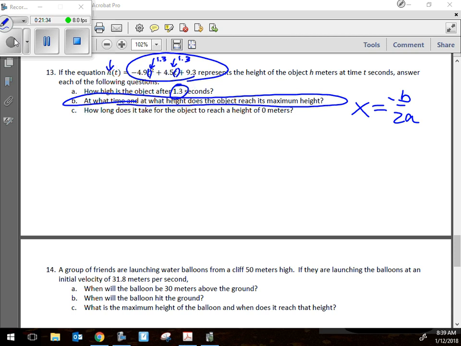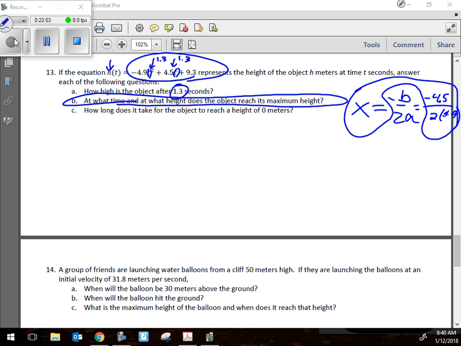I will figure out, probably have to put batteries in it. Just take 4 with you back to your desk. And negative b over 2a in this case is negative 4.5 over 2a, which is 2 times negative 4.9. Remember, all I get out of this is x. X equals all that.